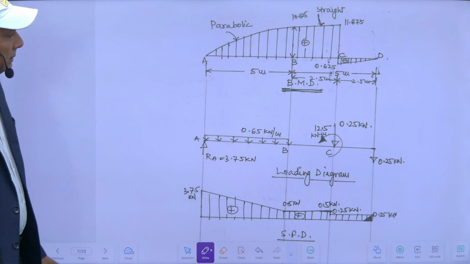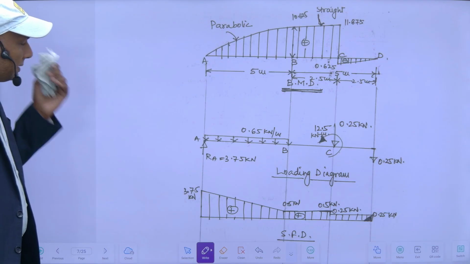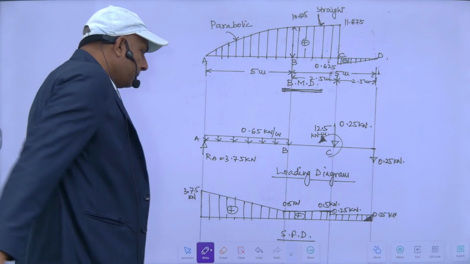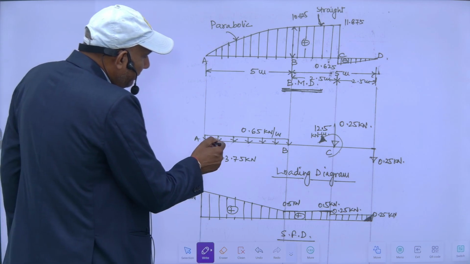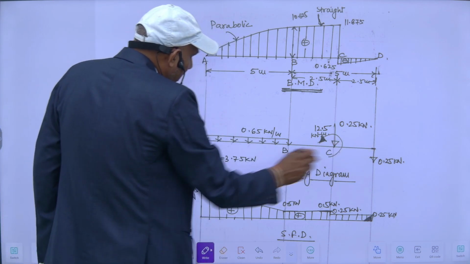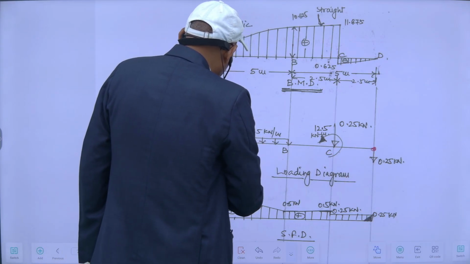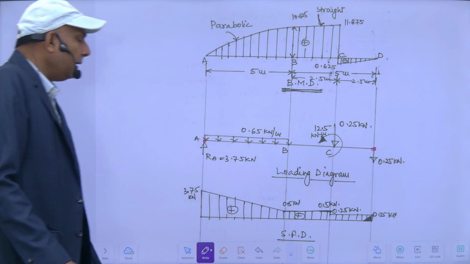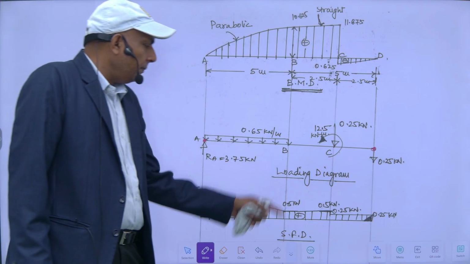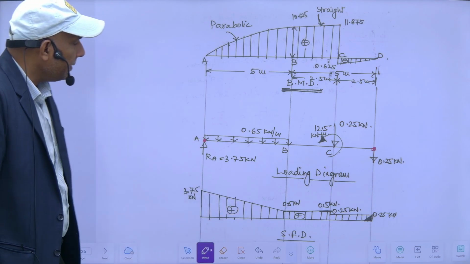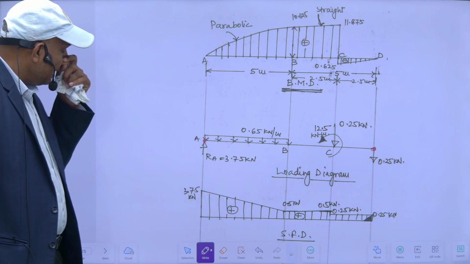For drawing this, the bending moment diagram is given, and this is the beam A and D, both simply supported. This one and this one both are hinged. So from this bending moment diagram, I have to draw the loading diagram and its shear force diagram. So let's start.